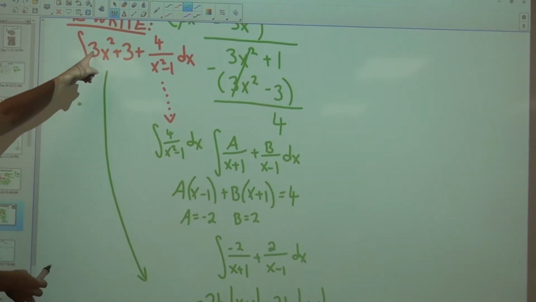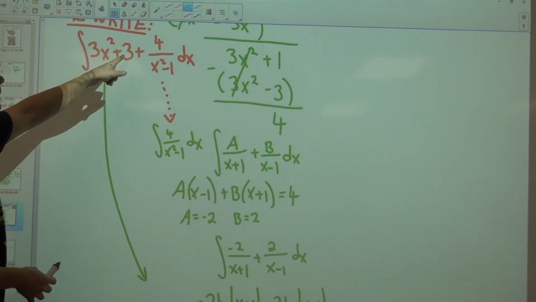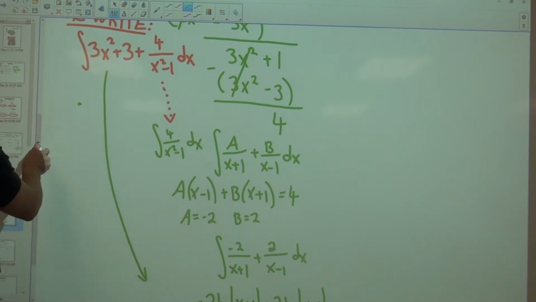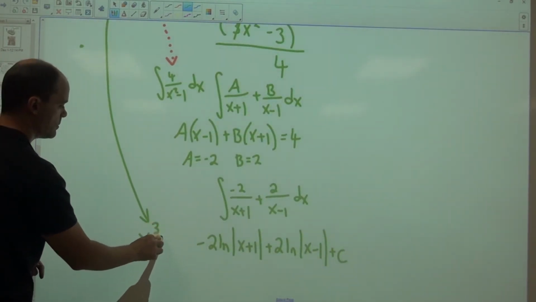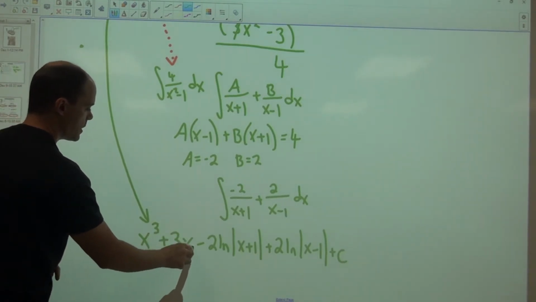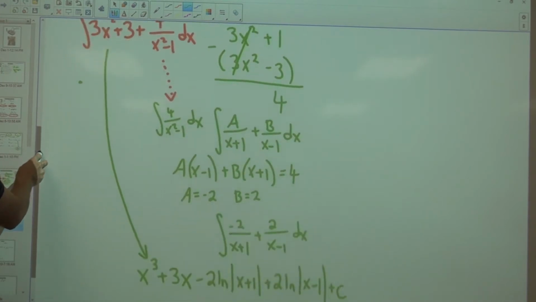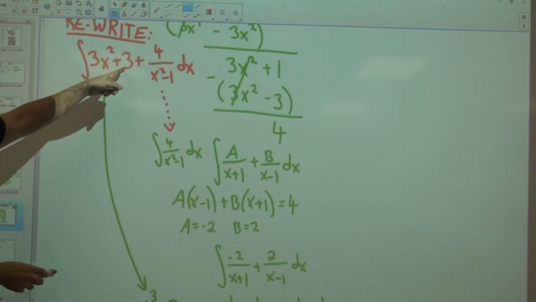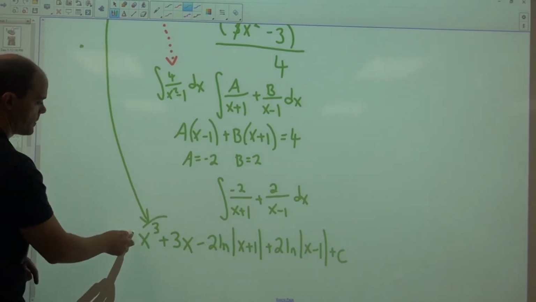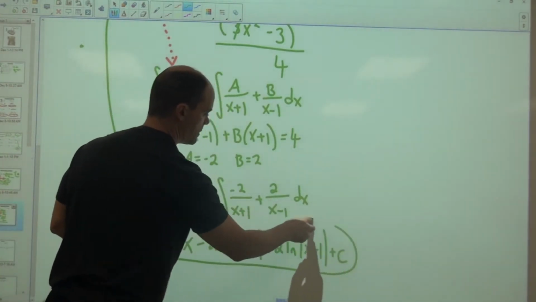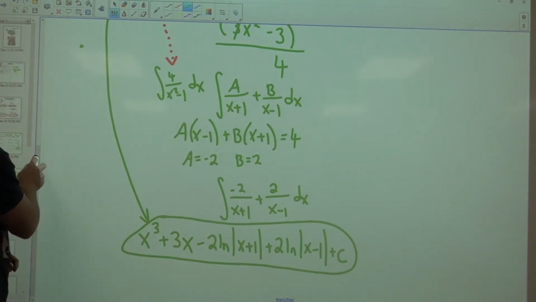The antiderivative of 3x squared is x cubed. The antiderivative of 3 is 3x. So my final answer here is x cubed plus 3x minus all of our ln's. So I antiderived this piece, and this was a partial fraction. And there is my final antiderivative. Wasn't that fun? Of course it was.